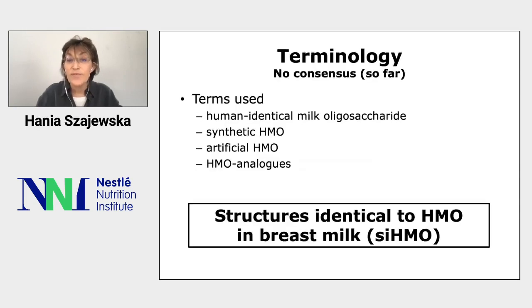So let me start with the terminology. When it comes to these HMOs which are added to infant formulas, there are various terms used, like human identical milk oligosaccharide, synthetic HMO, artificial HMO, HMO analog. There is no consensus so far. So my proposal is to use the term structures identical to HMOs in breast milk.